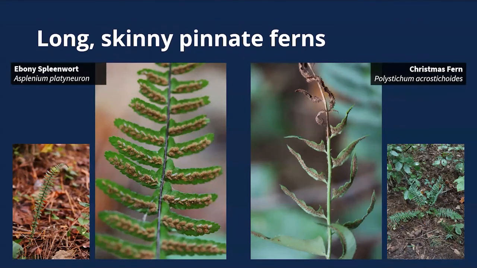On the left is ebony spleenwort with a dark black rachis, and the sori that are kind of sickle shaped and occur all along all pinnae. And on the right is Christmas fern with the green kind of chaffy or scaly rachis, and the sori only at the end of the leaf. And also Christmas ferns tend to be a little bigger.